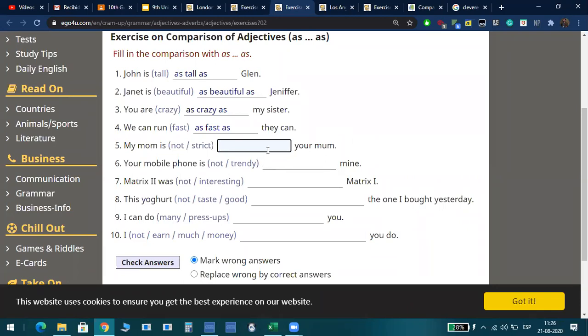Not as strict as. Yeah, this verb to be, we should put it complete: your mom isn't as strict as your mom. What does it mean, Joe? What's the meaning of this?